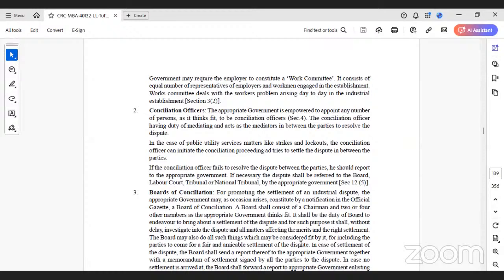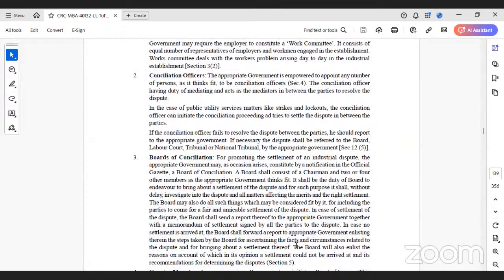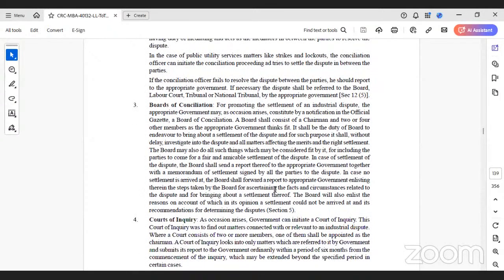The board will call both the parties, sit with them, discuss with them, and try to come to a conclusion and solve the problem. If a settlement is arrived at, the board shall forward a report to the appropriate government stating the steps taken in the settlement of the dispute. The board will also list the reasons on account of which, in its opinion, a settlement could not be arrived at. If it is settled, the conditions on which the settlement was reached are listed. If not, the reasons and also the recommendations will be submitted to the appropriate authority or the government.